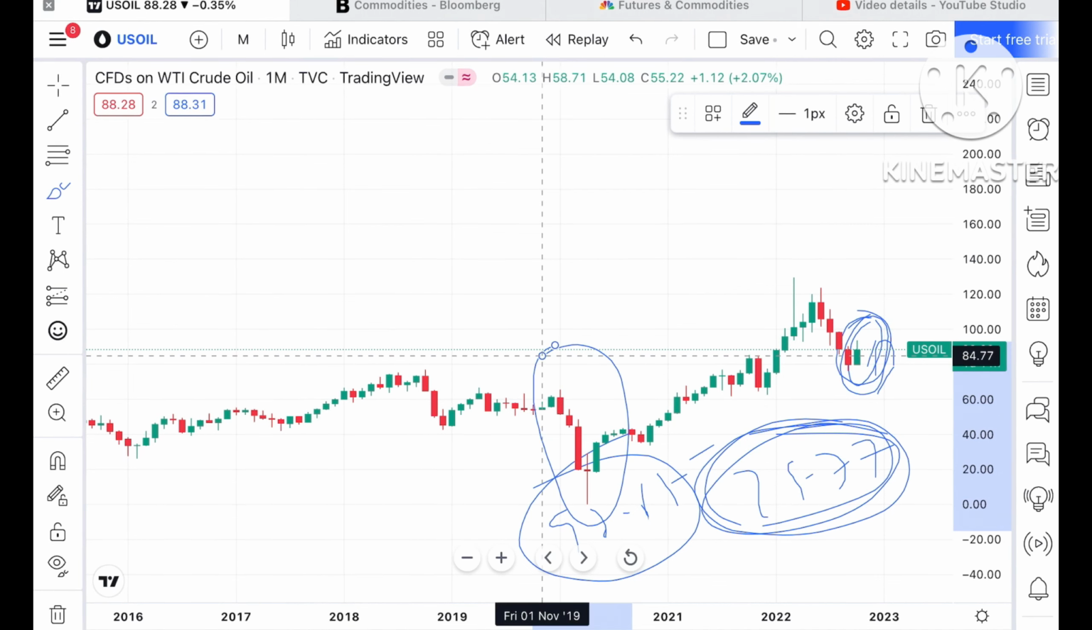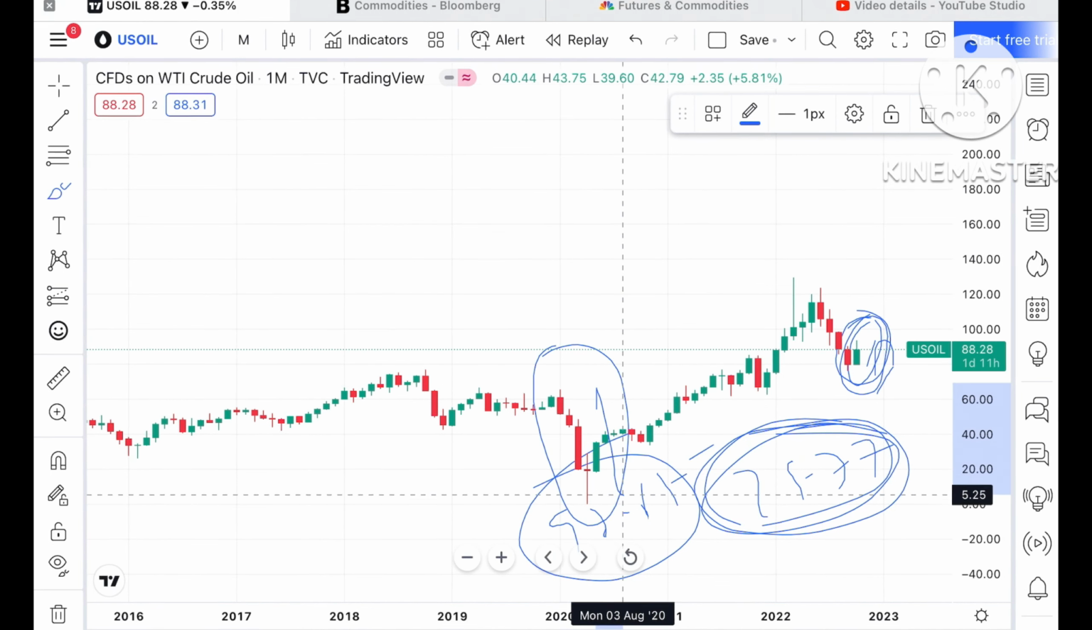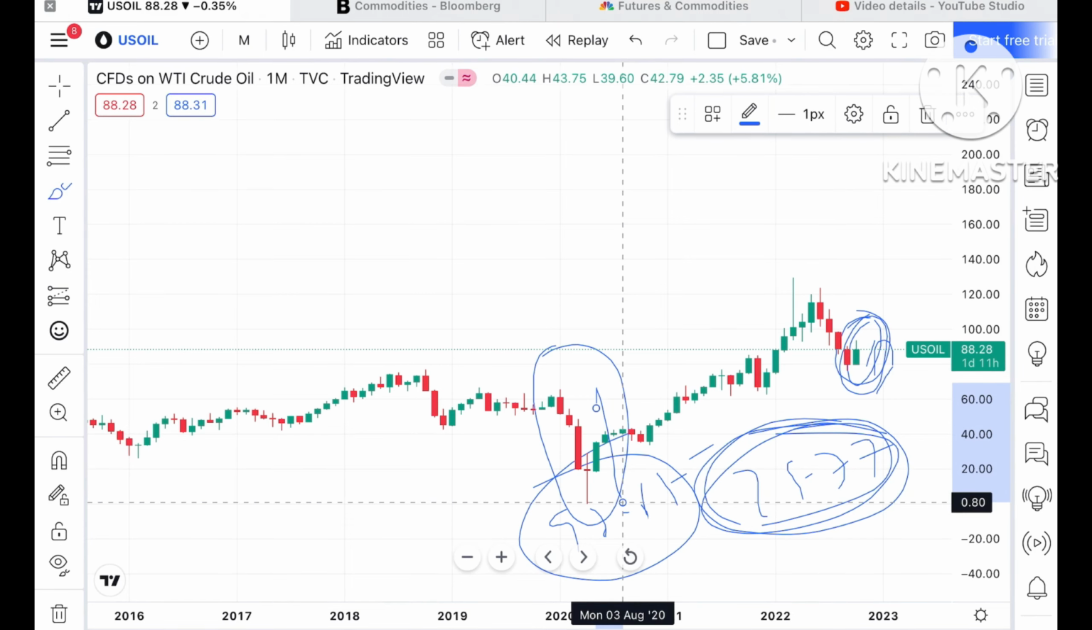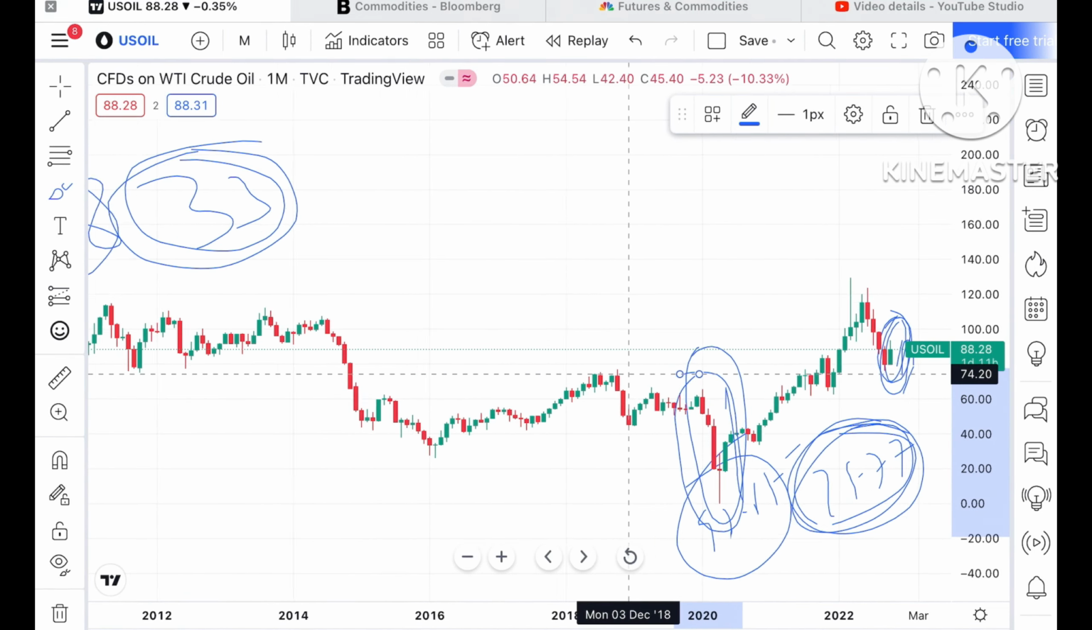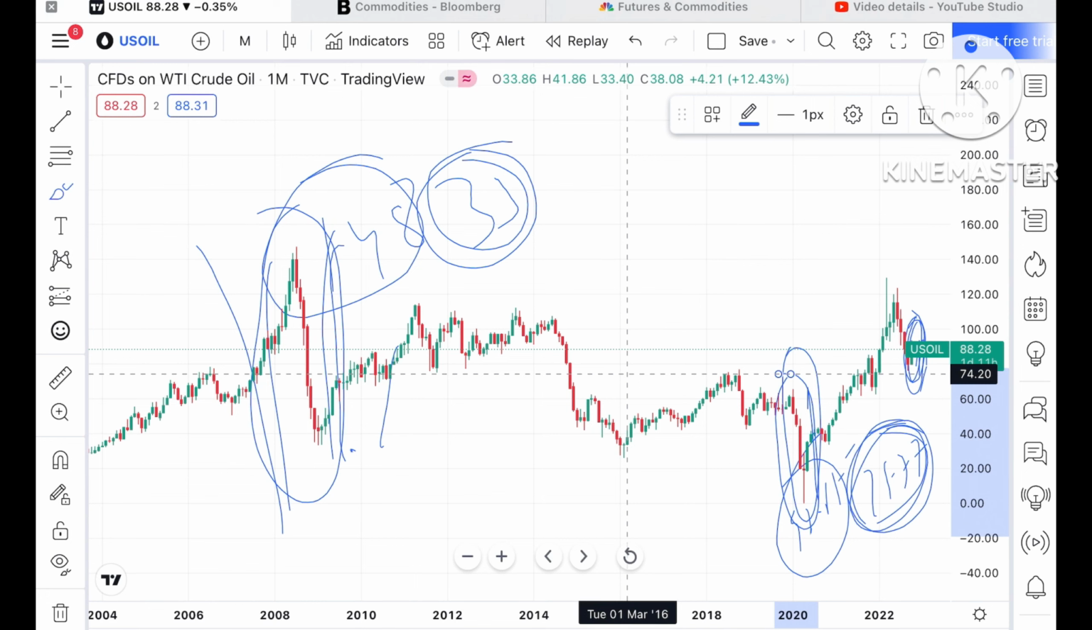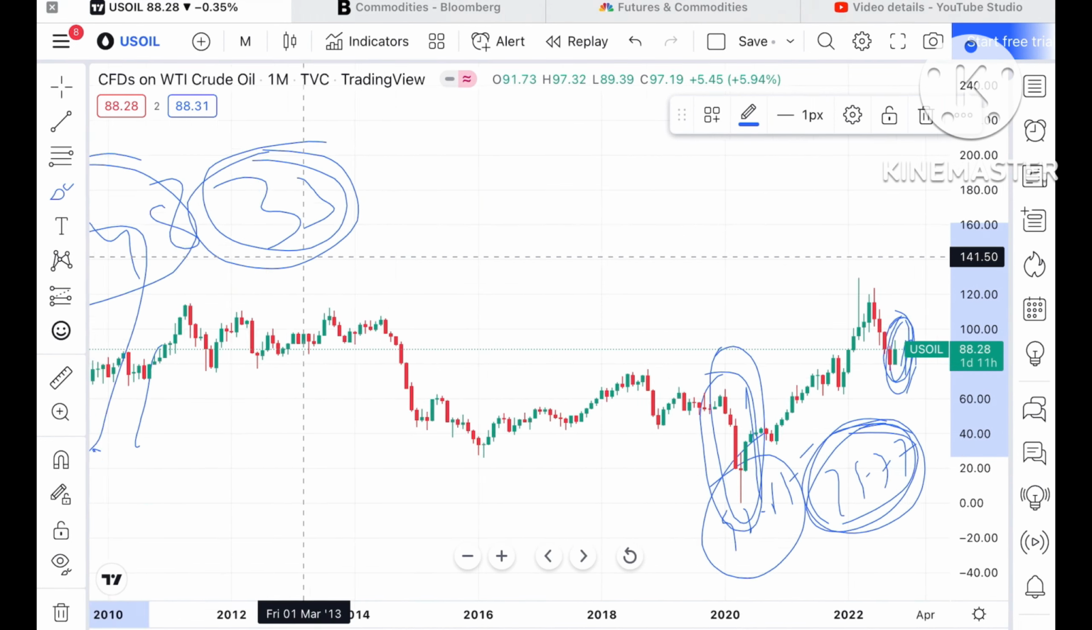So you can say this is where the price of crude has moved the most, and after that we have seen a continuous uptrend. But there is a pattern forming in the price of crude.